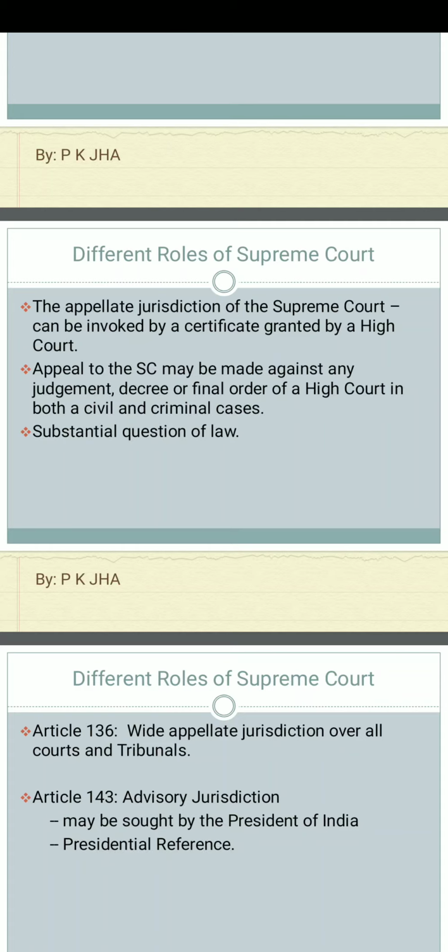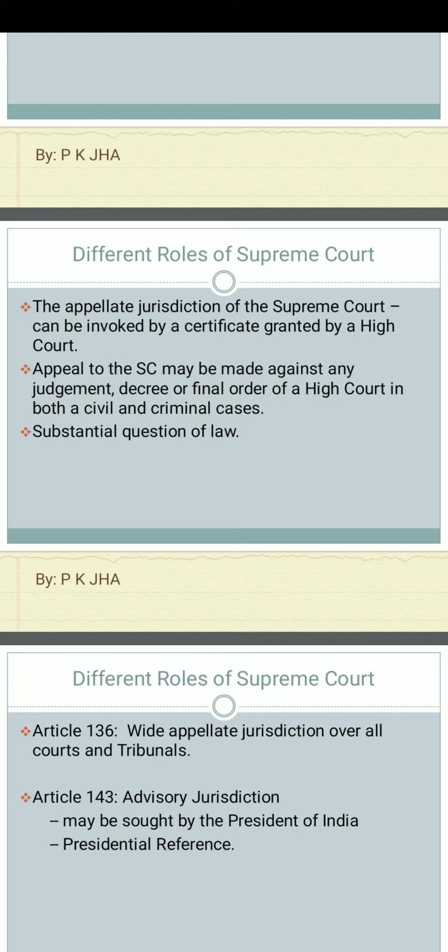Okay. Now, the appellate jurisdiction of the Supreme Court. It can be invoked by a certificate. What certificate is required here? A certificate is required from the High Court. It means a certificate must be issued by the High Court, and only then can someone approach the Supreme Court of India under this appellate jurisdiction. And an appeal to the Supreme Court may be made against any judgment, any decree, any final order of a High Court in both civil cases and criminal cases.